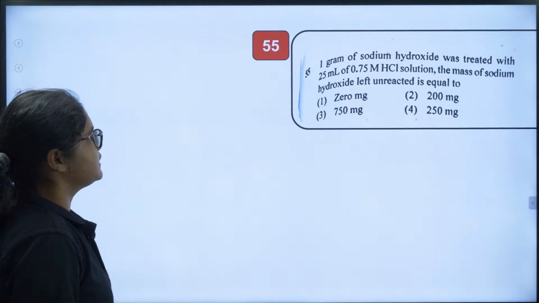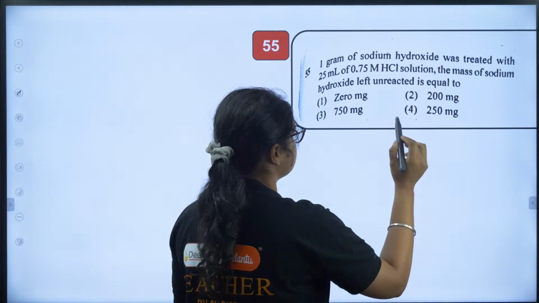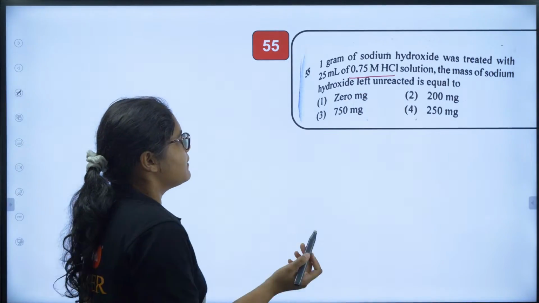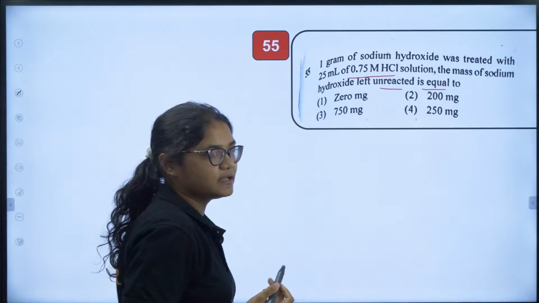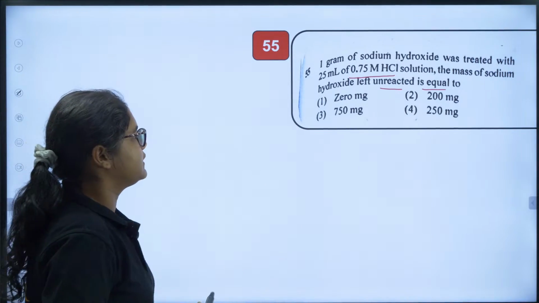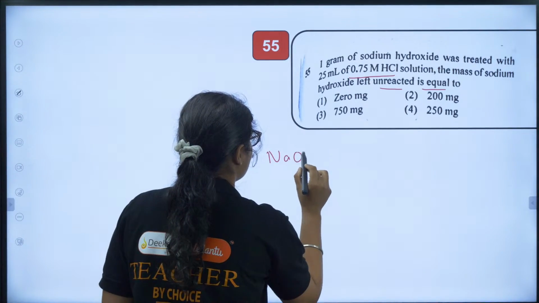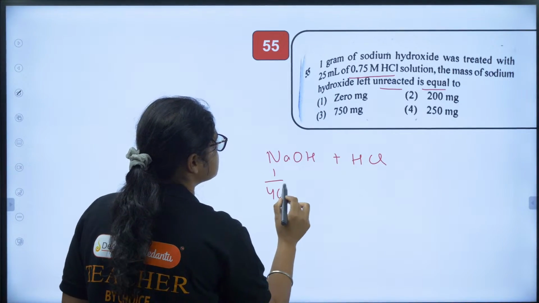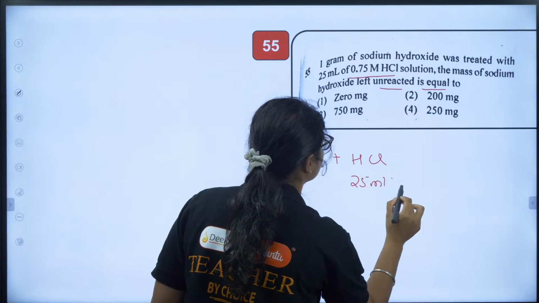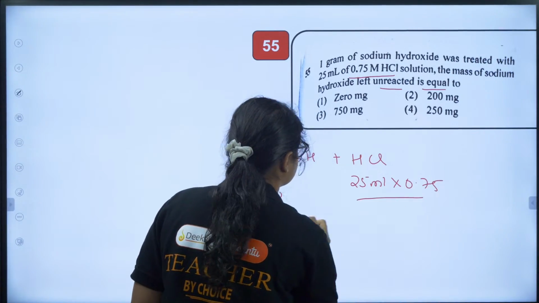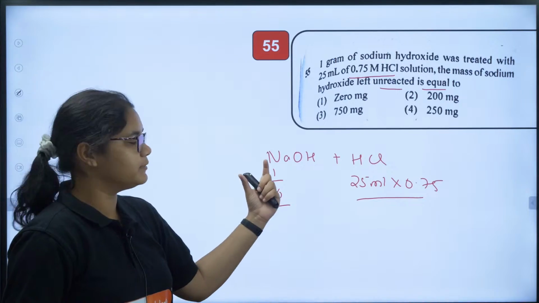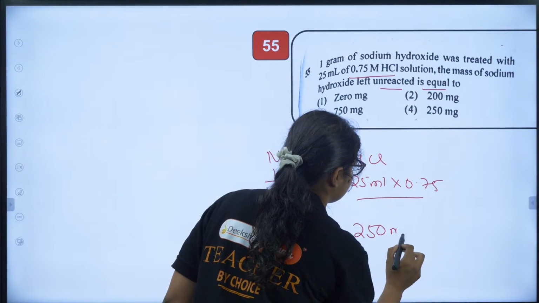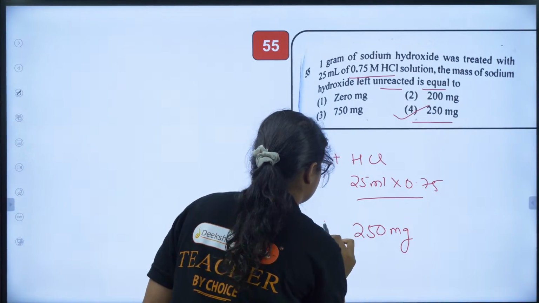Now let us see the next question. 1 gram of sodium hydroxide was treated with 25 ml of 0.75 molar HCl solution. The mass of sodium hydroxide left unreacted is. So this question is from your stoichiometry, very easy question. So you know sodium hydroxide will react with HCl. Okay. So 1 gram of NaOH is 1/40 moles and this one is 25 millimoles into 0.75. So we'll get this one. So now after that you have to subtract how much NaOH will be left behind. So once you subtract, the correct answer for this question will be 250 milligram. That is option number 4.